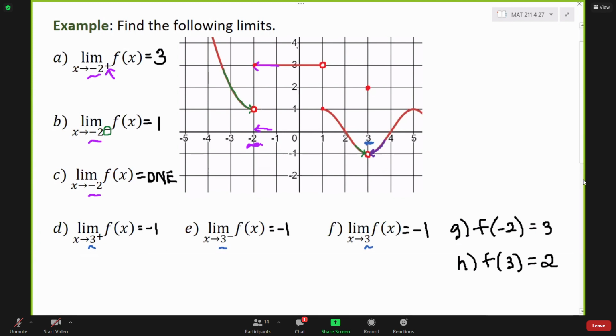And just a note, I didn't write it here, but on the test it says no need to show work. Since this one you just have to look at the graph and find the number, you don't have anything to show on these.